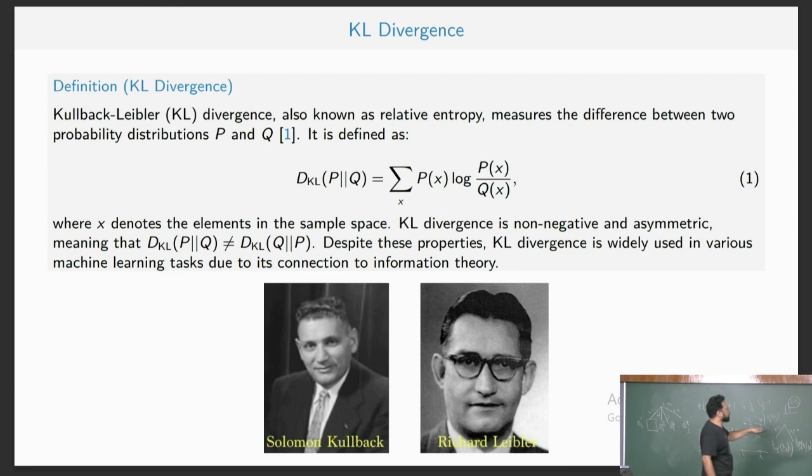Okay, so there are two main things we note. It's non-negative and asymmetric, that is, KL of P Q is not necessarily KL of Q P. Despite these properties, KL divergence is widely used in various machine learning tasks. In fact, in generative modeling it is quite popular.